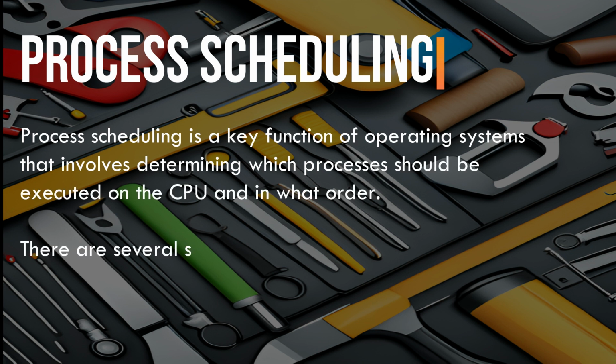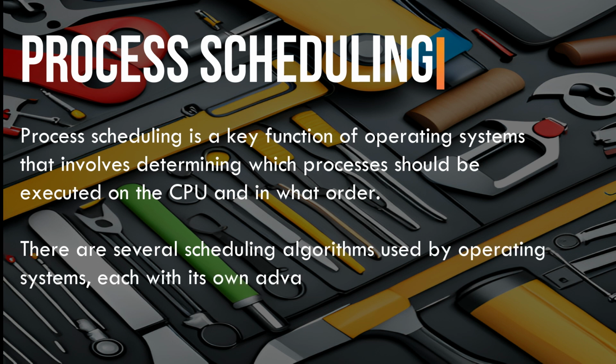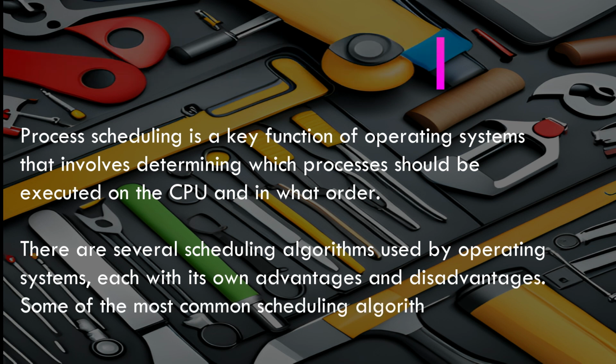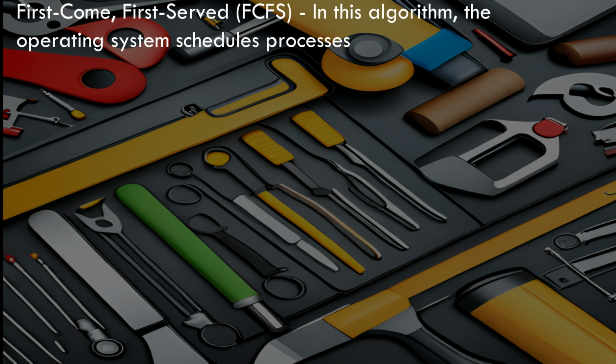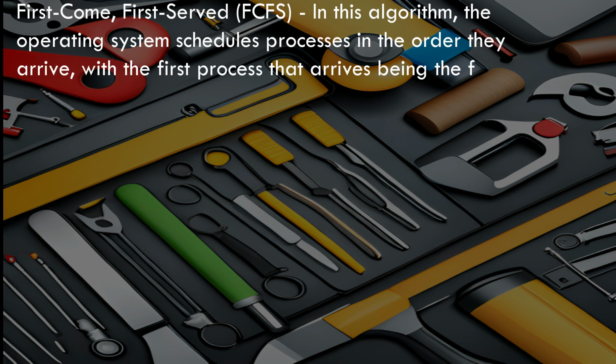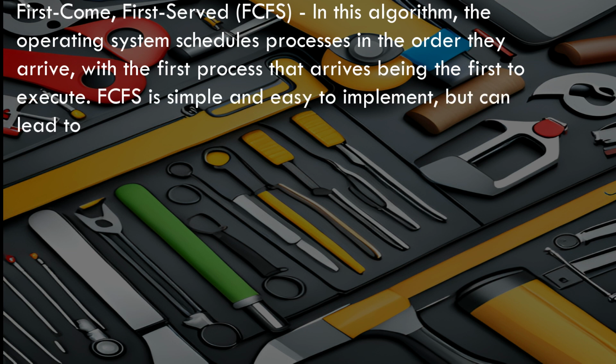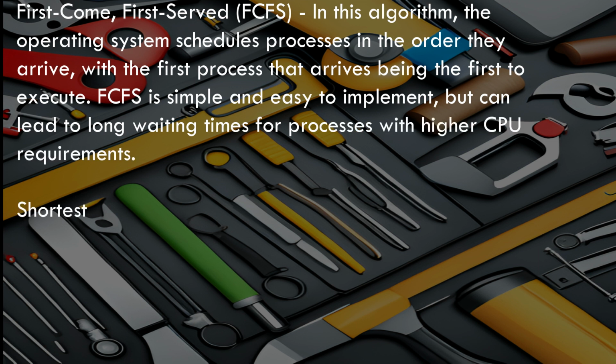There are several scheduling algorithms used by operating systems, each with its own advantages and disadvantages. Some of the most common scheduling algorithms include first come, first served (FCFS). In this algorithm, the operating system schedules processes in the order they arrive, with the first process that arrives being the first to execute. FCFS is simple and easy to implement, but can lead to long waiting times for processes with higher CPU requirements.